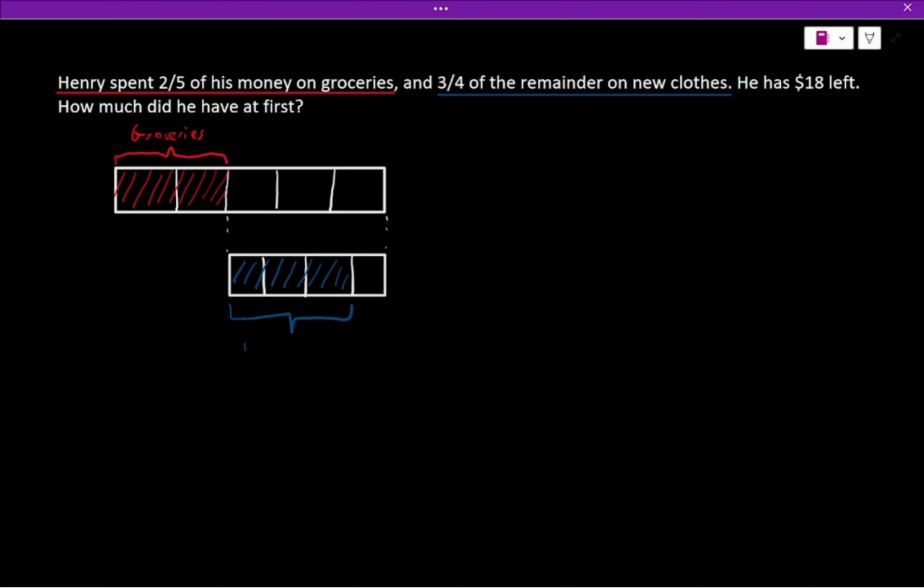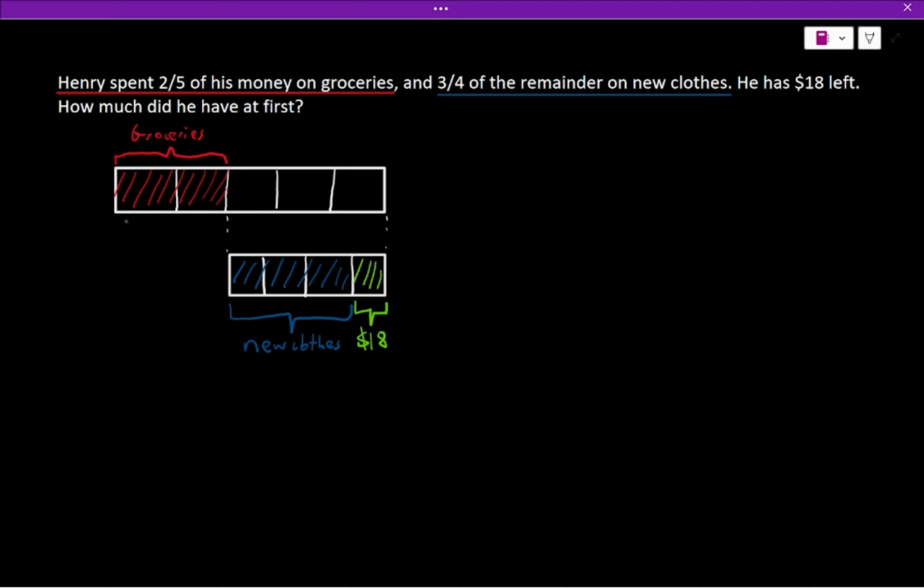Okay, so he has $18 left. So which part is going to be $18? Well, it's going to be this part right here. We want to know how much he had at first, which is going to be this whole section right here. How much is it?